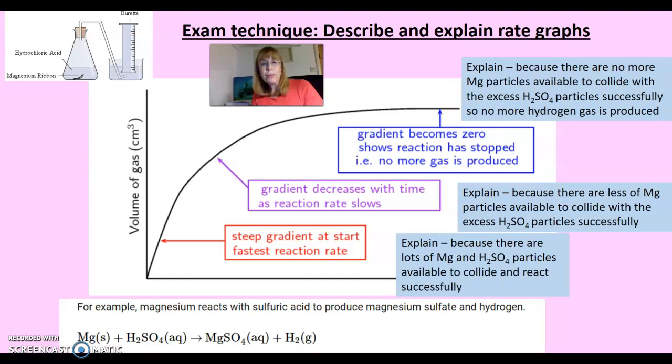So stop the video for a moment and make notes in 2 different colors on your graphs. The blue boxes are the explain parts, and the other boxes are the describe boxes. Make sure you can separate the 2 from each other.